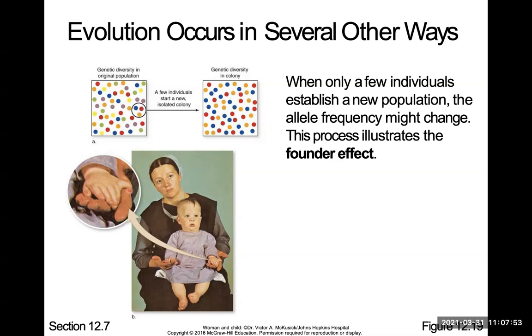So if they have an extra finger here, that might end up spreading through a whole population, because less variation also increases the chances of some diseases.